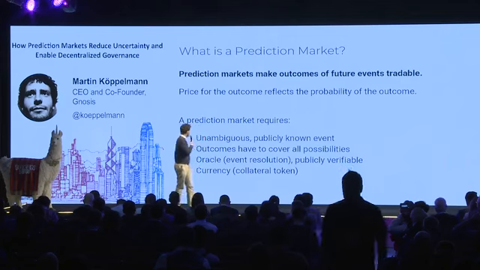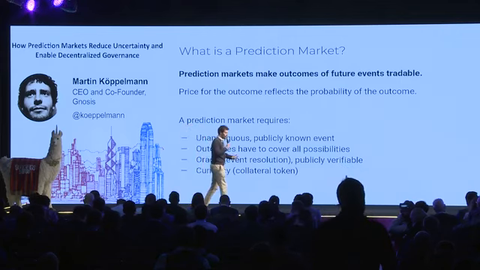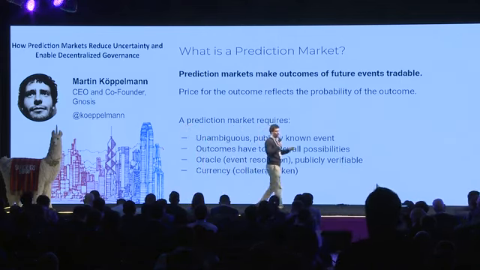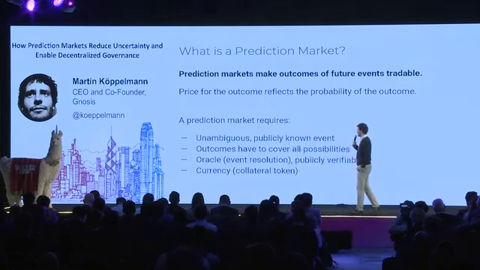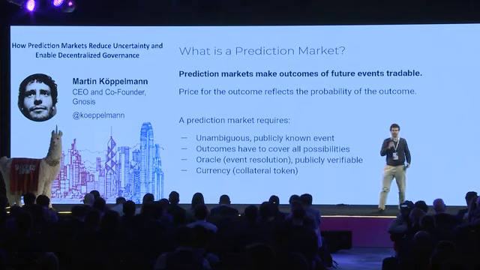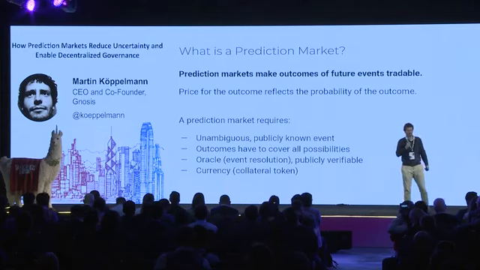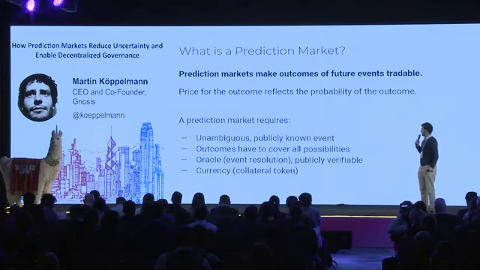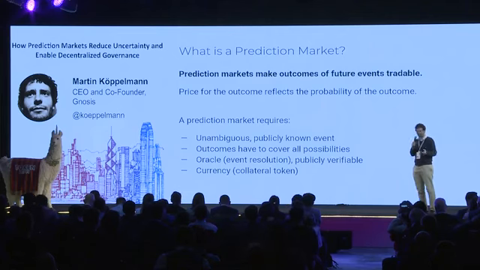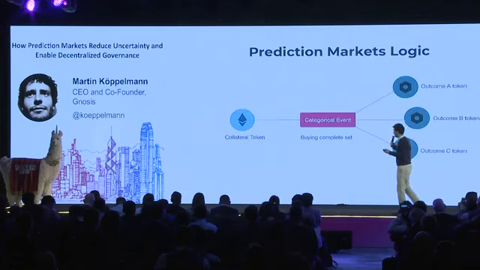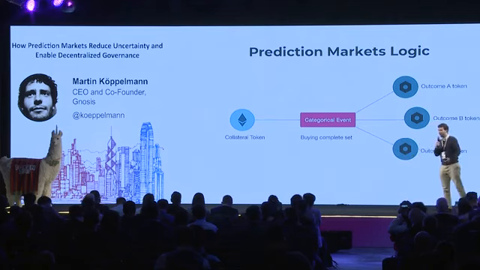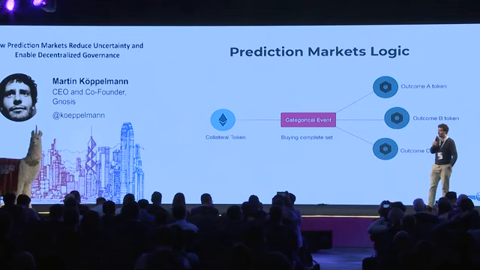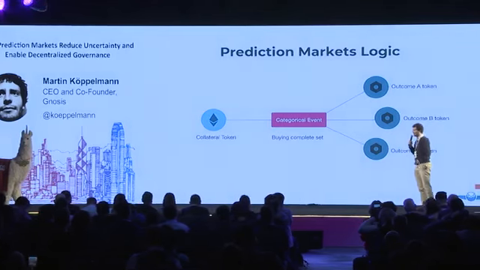So you need a few things. You need to clearly specify the question you're asking. You need eventually an oracle, someone who determines the outcome, some source of information, and you need a currency. We will look at a simple example. You take some collateral token, that's what we call it, that could be a US dollar, and you define different outcomes.